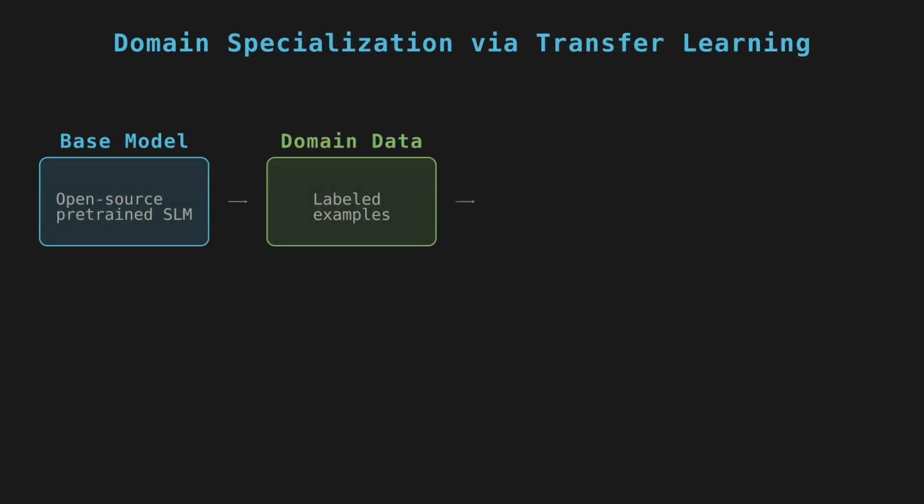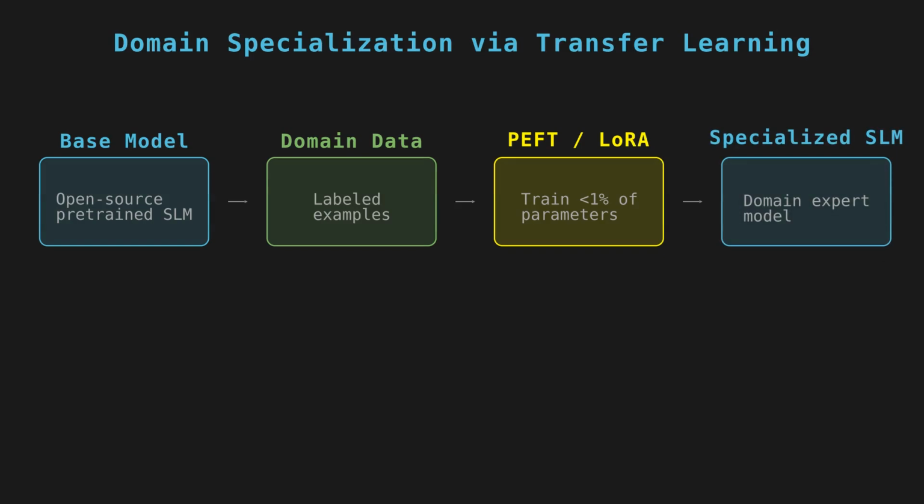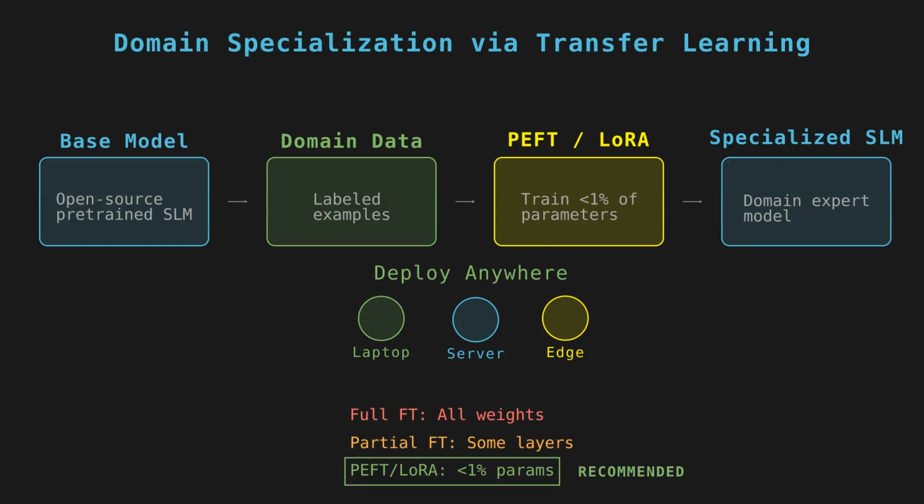Instead of building a model from scratch, which costs millions, you start with an open-source pre-trained SLM. Then you feed it your domain-specific data: clinical notes for healthcare, legal contracts for law firms, maintenance reports for manufacturing. You apply PEFT, or parameter-efficient fine-tuning, which updates less than 1% of the model's parameters. The result is a specialized SLM, a model that is now an expert in your domain, and you can deploy it anywhere, on a laptop, an on-premises server, or an edge device.